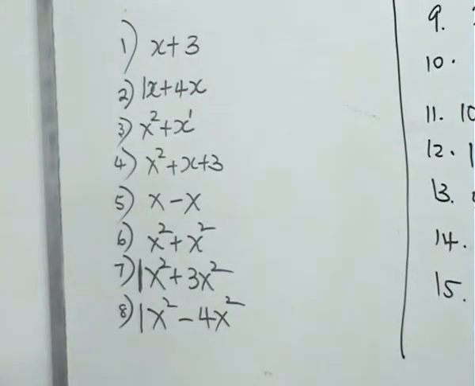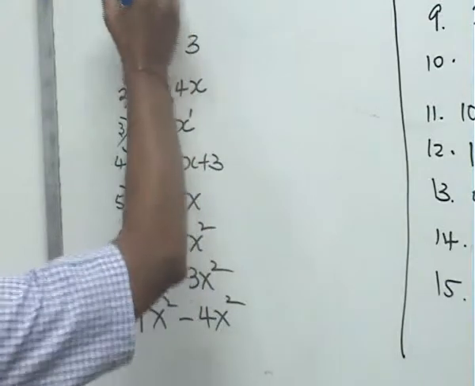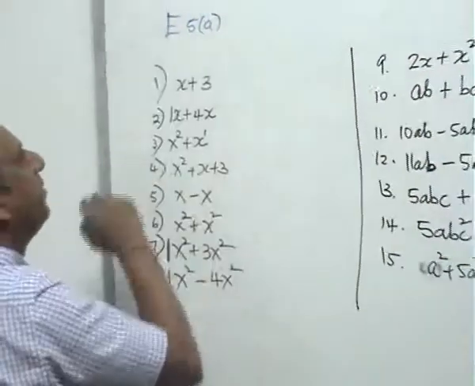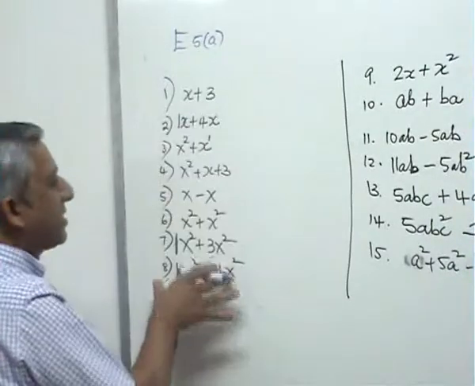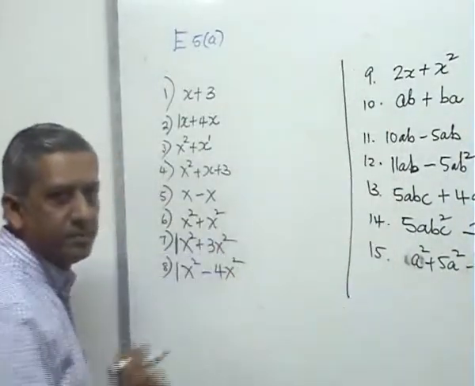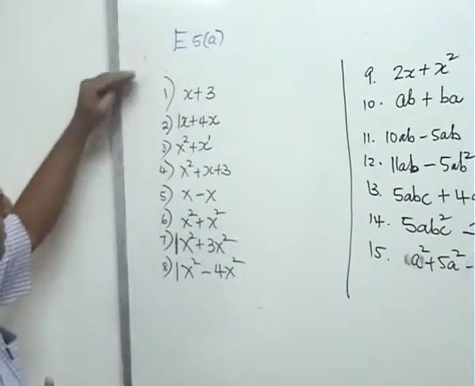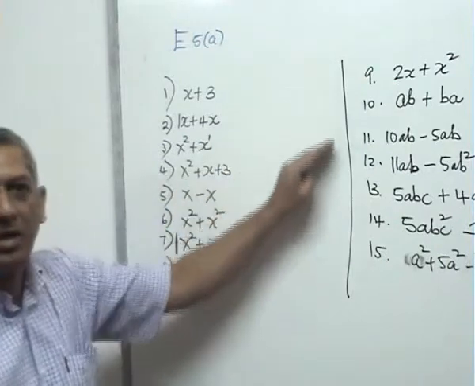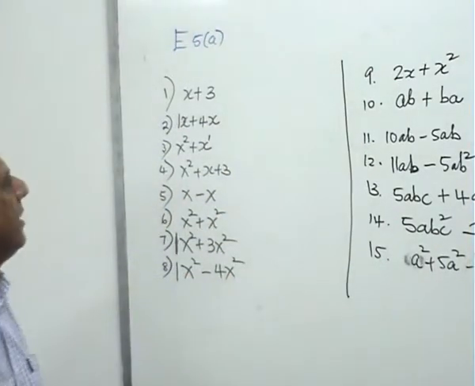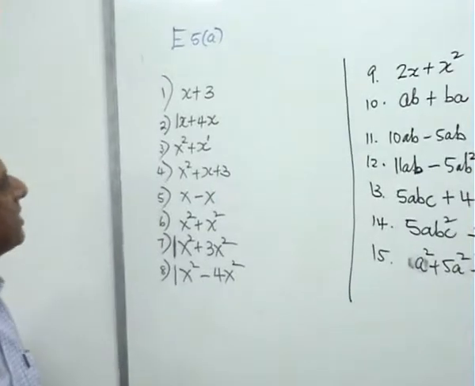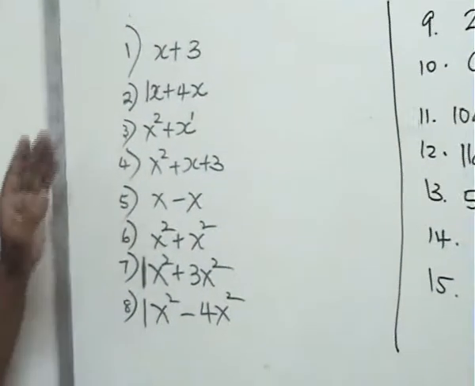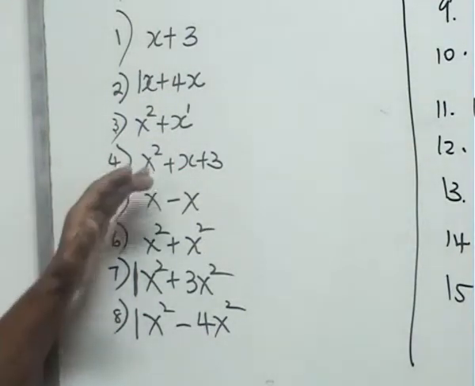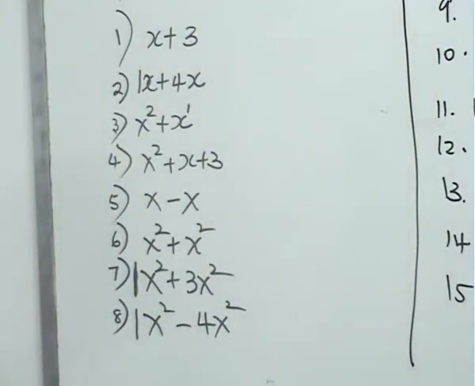Now I'm going to give this exercise a special name and call it exercise 5A. I'm just giving it a special name. It's exactly the same exercise that you finished just now. In exercise 5, you told me whether these were like or unlike. Now you're going to go back to these examples and add or subtract if possible.